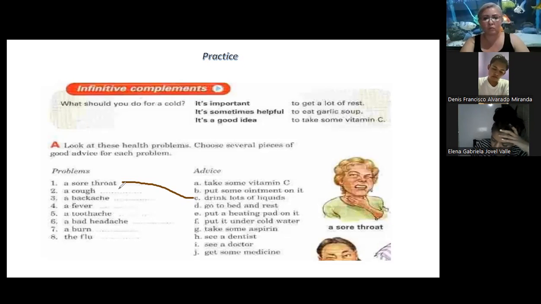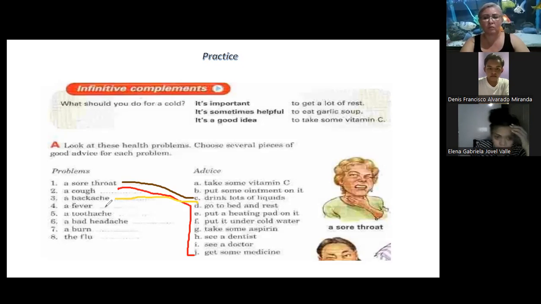Okay, let's see. It's also a good recommendation. It's letter J, right? What about a backache? What do you think about a backache? Letter D. Backache will be letter D. Go to bed and rest. Yeah, okay. Go to bed and rest. So that would be letter D.